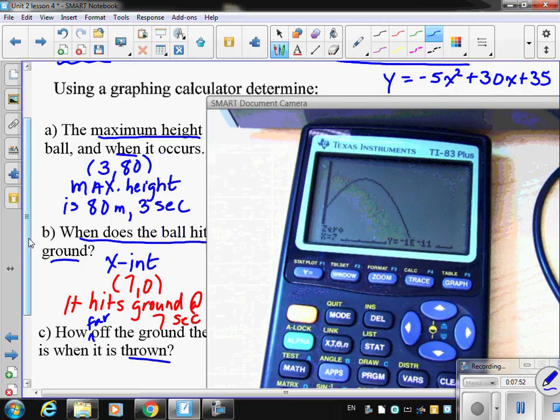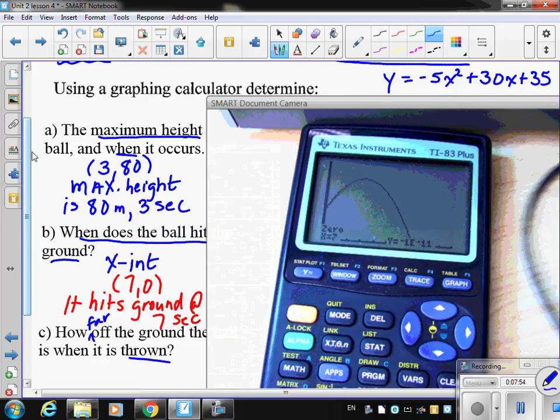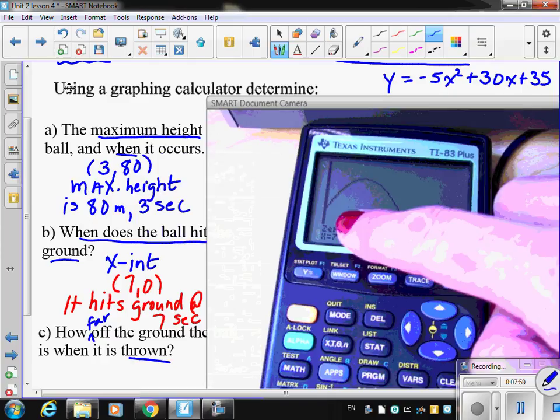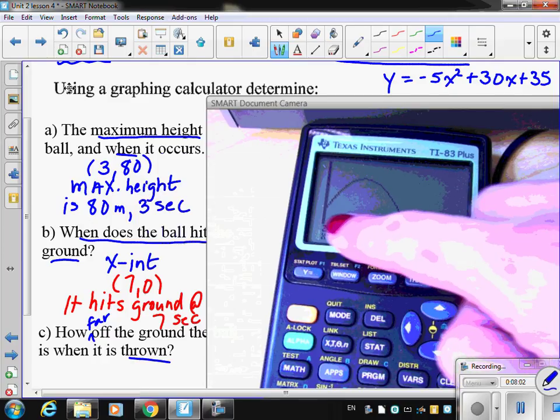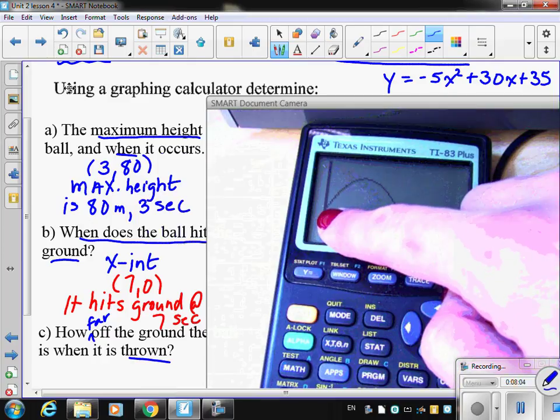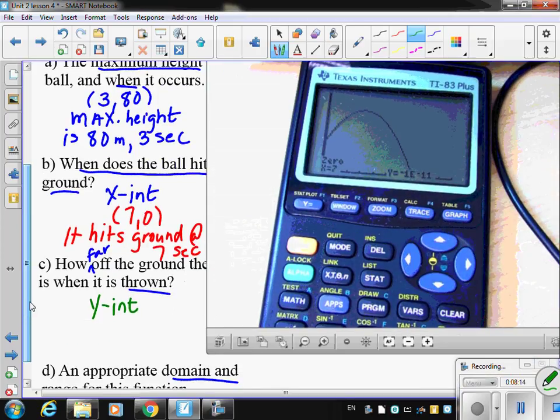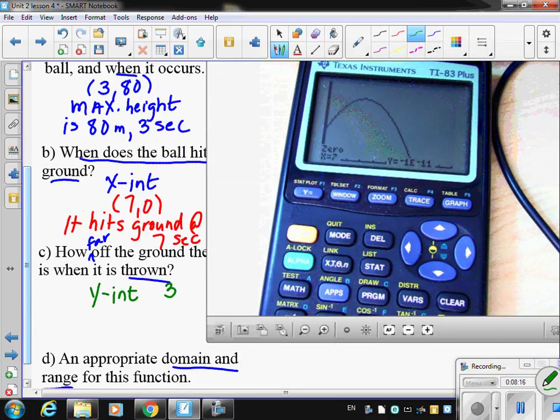Okay. How far off the ground is the ball when it is thrown? We can see that in the graph as well. It's right up there. My hand doesn't seem to stay still in this thing. There we go. Right up there. The y-intercept is what that question is asking for. If you have a good memory, you know that the equation has given us that number. It's 35 meters.